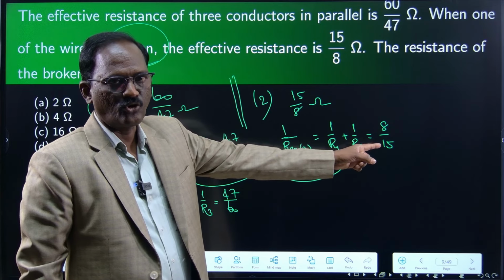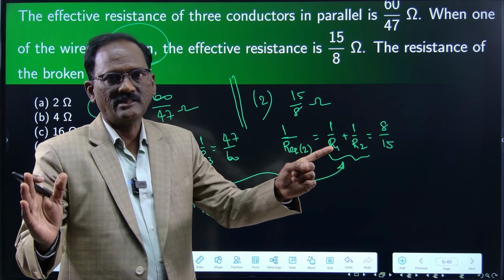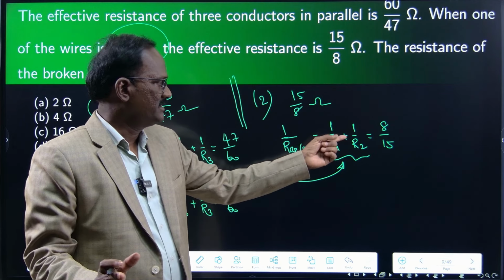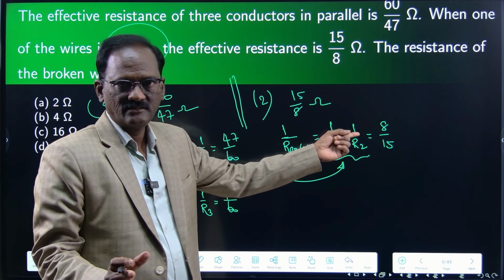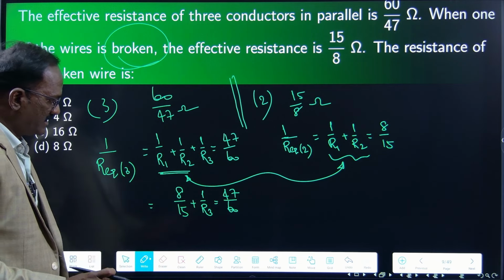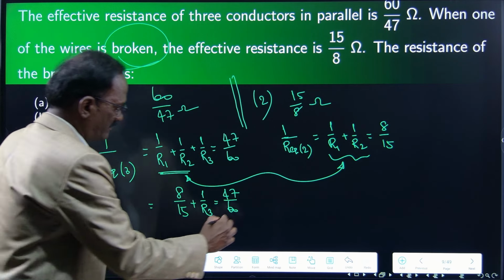Here we have a broken wire. The wire has become an open circuit, so only 2 resistors are available. That is the reason why we have not written the R3 here. The question is to find the value of R3 only, right? Now I think we can easily solve it.